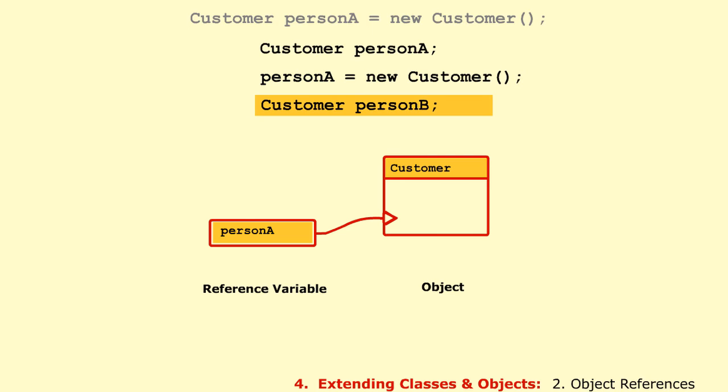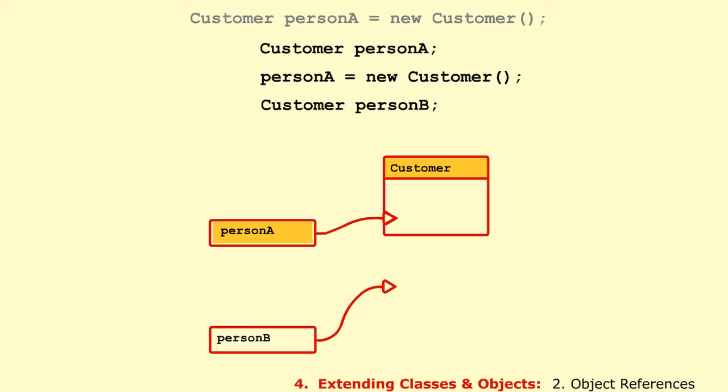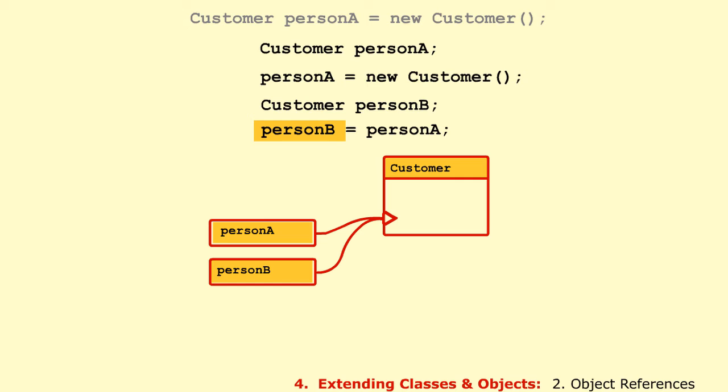You can just as easily create another reference variable named person B. As with person A, person B can reference a customer object. It currently references nothing. By assigning the value of person A to this new reference variable, you can have it point to the same object. It's in fact very common to have multiple reference variables point to the same object.